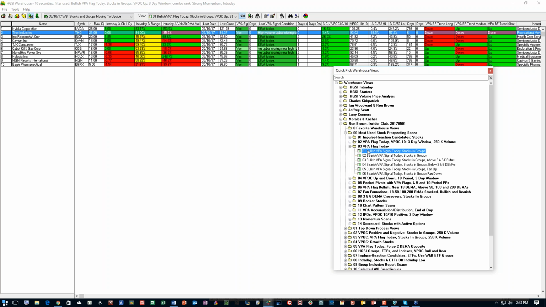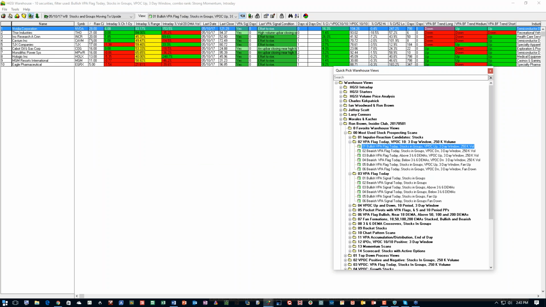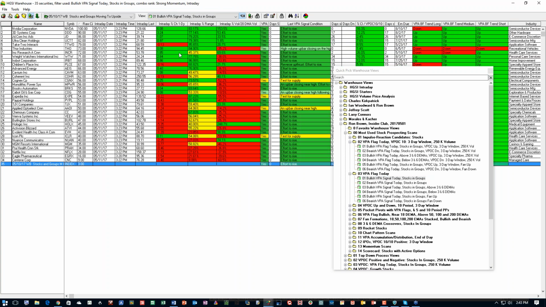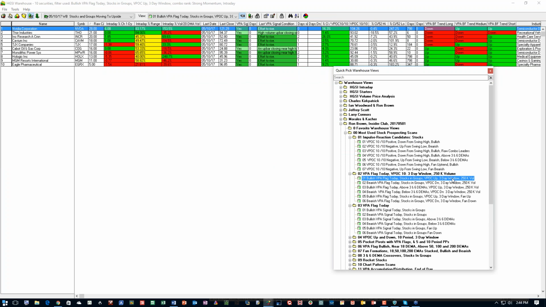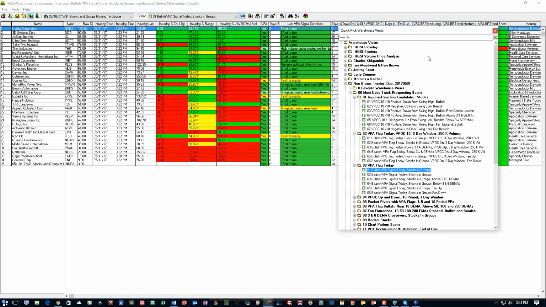And this is strictly a VPA flag today. Notice the difference. These have a positive VPOC. If I just look for a bullish VPA flag today, I get 34 stocks plus the index. And not every one of these are going up. So I'm giving us, not just you, different options for prospecting. Here is a setup. Here's a bullish VPA flag today, but it has to be a positive VPOC. This is strictly a bullish VPA flag today.